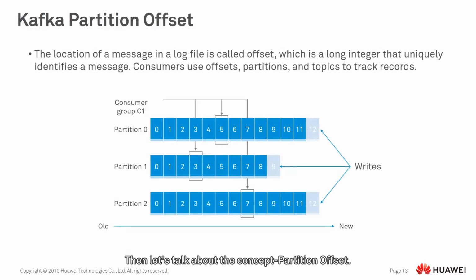Then let's talk about the concept of partition offset. Each message of a partition has a unique sequence ID called an offset. It's a long integer that uniquely identifies a message, so consumers can use topic, partition, and offset to find the message that they want.